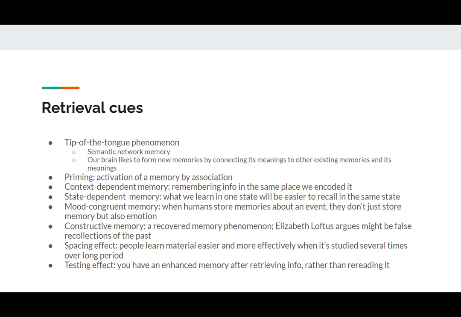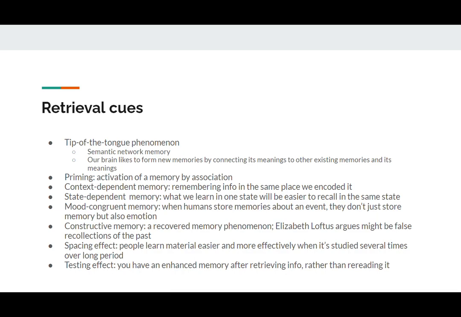There is also state-dependent memory. This is what we learn in one state will be easier to recall in that same state. If someone is drunk and left their key somewhere, they probably won't remember where once they sober up. However, if they get drunk again, they remember where they left their keys last time.